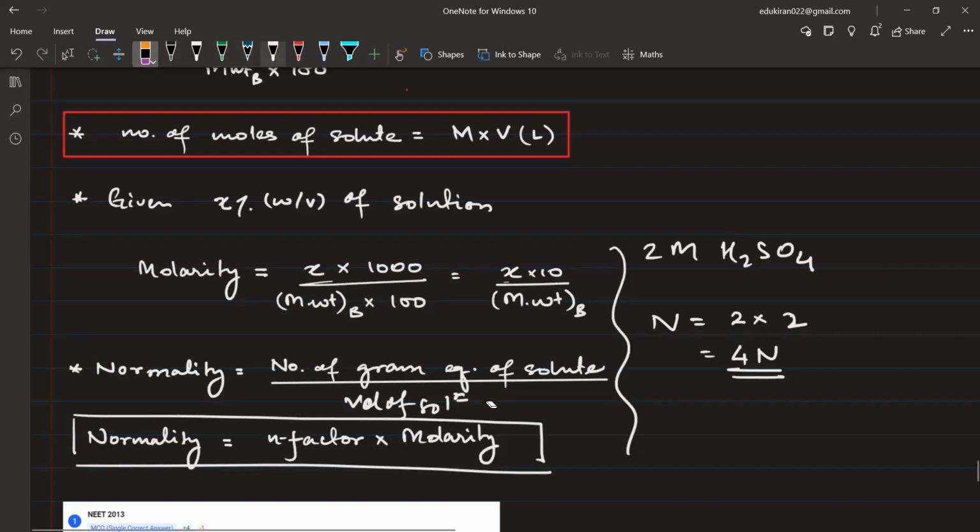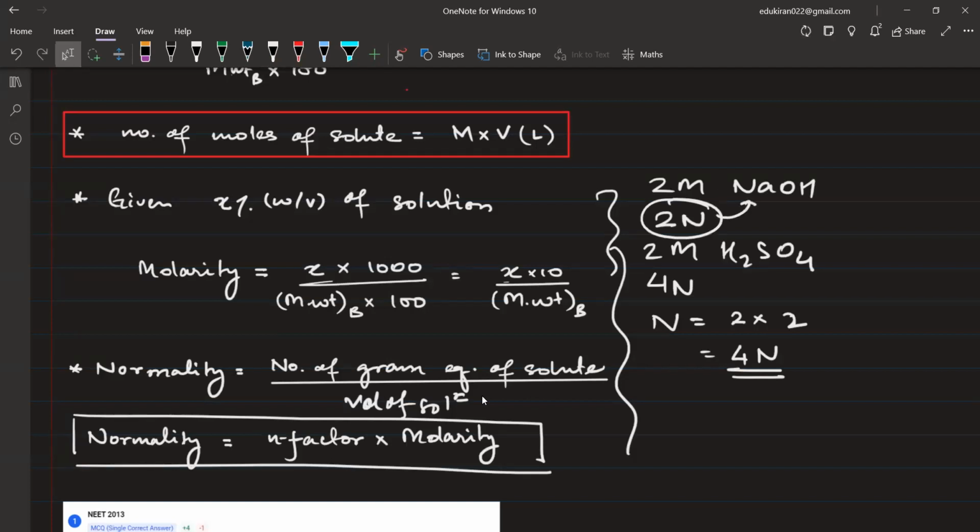Basically we use this because, suppose you have 2 molar H2SO4 and let us suppose 2 molar NaOH. Are both of them going to neutralize each other? No, so they have to be normalized first. H2SO4, since it has 2 H plus ions, is 4 normal, and NaOH gives only 1 OH, so this will be only 2 normal. So I will require twice the amount of NaOH in order to neutralize H2SO4. That is why we normalize, to get good answers or to make the calculation for stoichiometric coefficients easier.